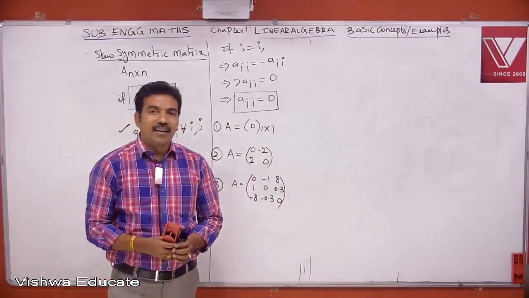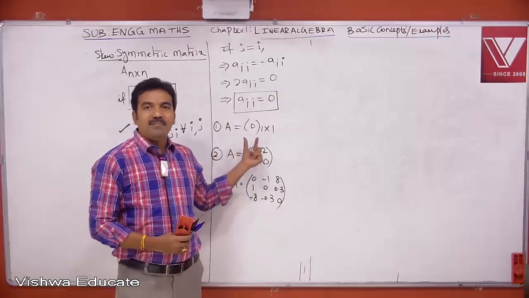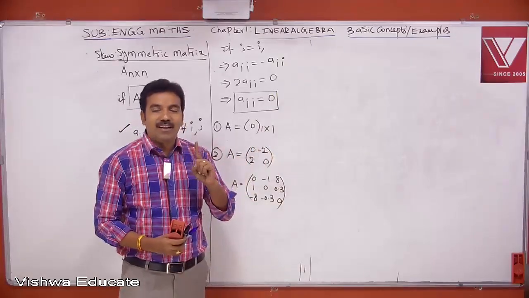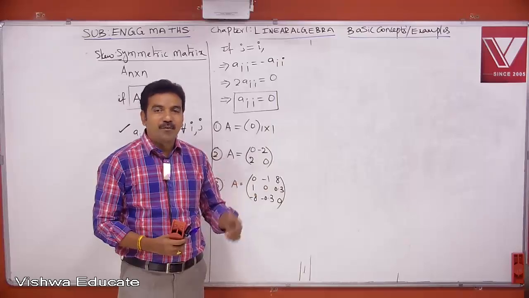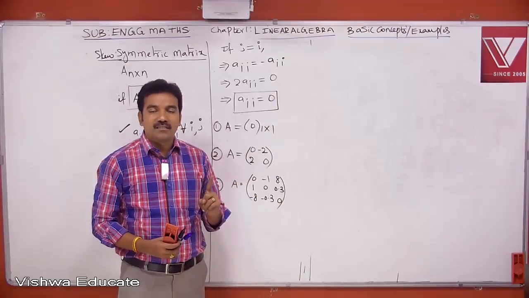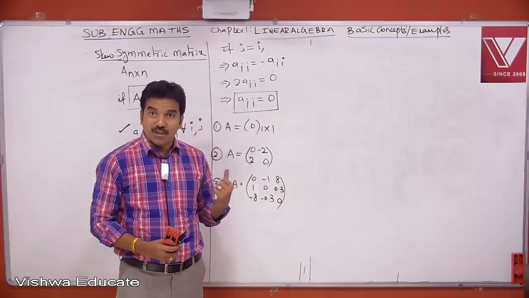Even the interesting point in example 1 is, this can be viewed as a symmetric matrix also. A 1 by 1 null matrix, meaning all elements are 0, is called a null matrix. So a 1 by 1 null matrix is symmetric as well as skew symmetric.